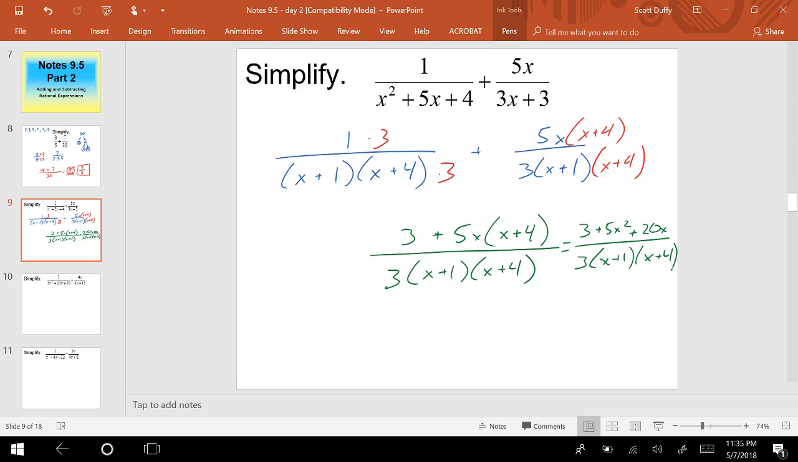And what the book likes you to do is leave the bottom factored, but it wants you to put the top in standard form. So what you want to do is put the 5x squared first, then the 20x, then the positive 3, all over 3 times x plus 1 times x plus 4.